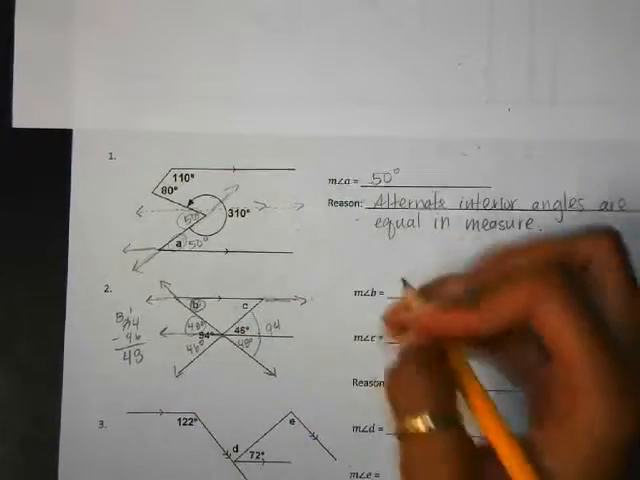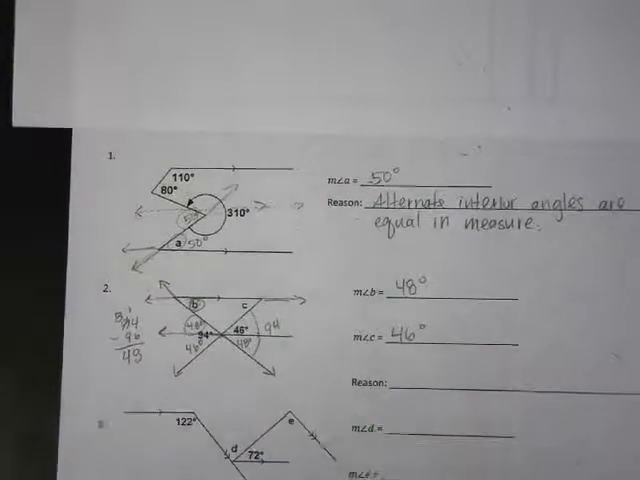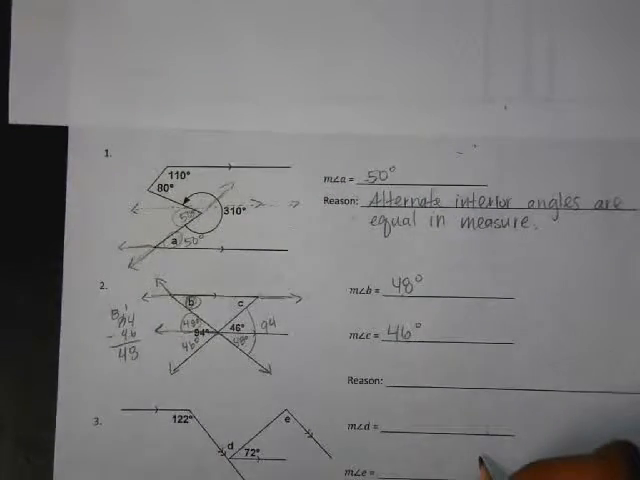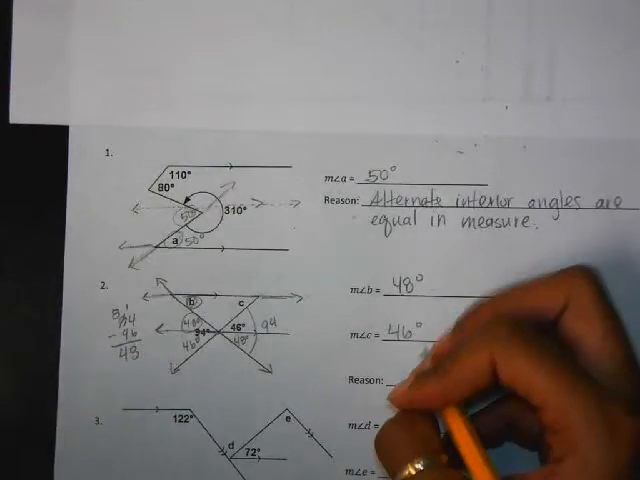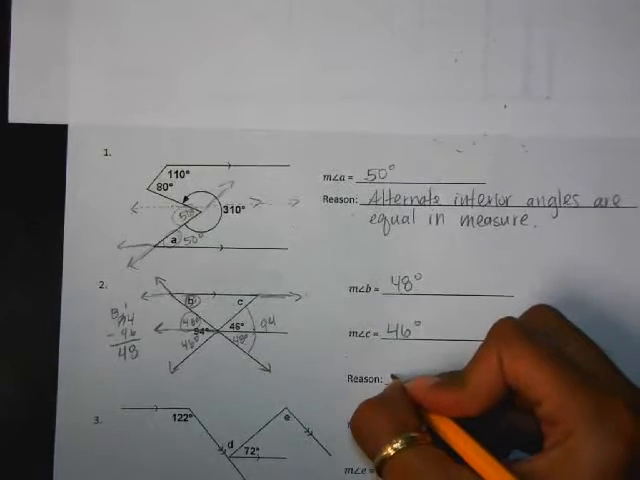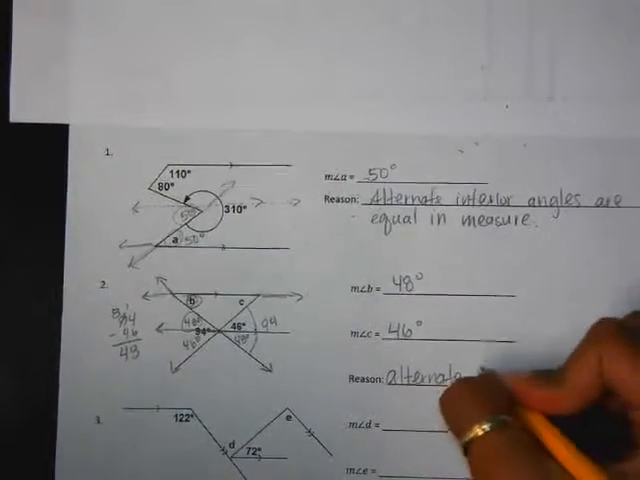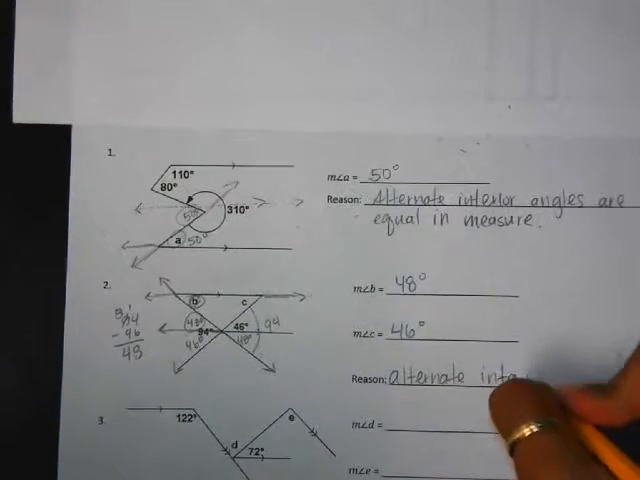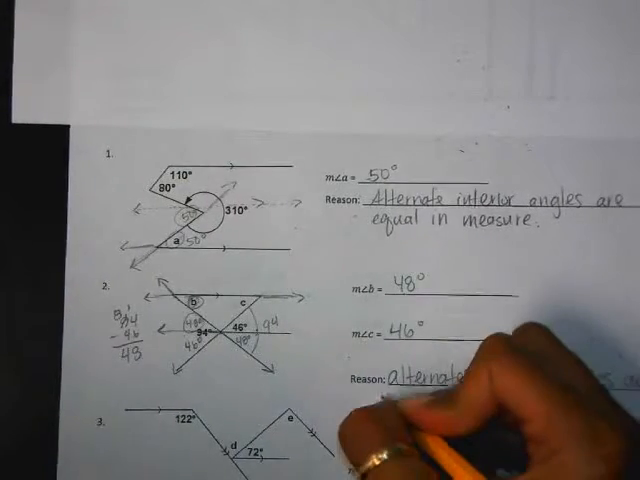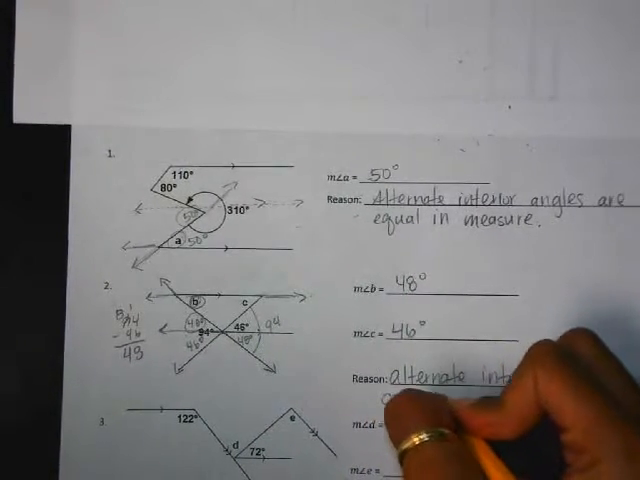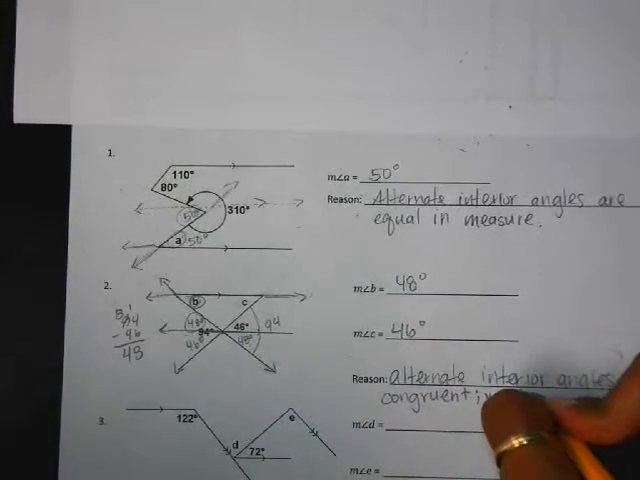Now, how did we figure all of that out? The first thing we did was we knew that alternate interior angles are congruent, and we also know that vertical angles are congruent.